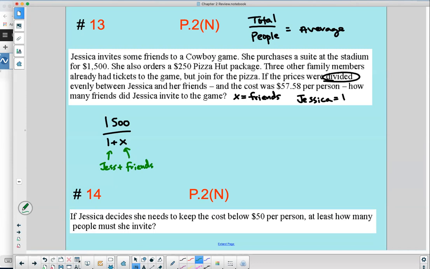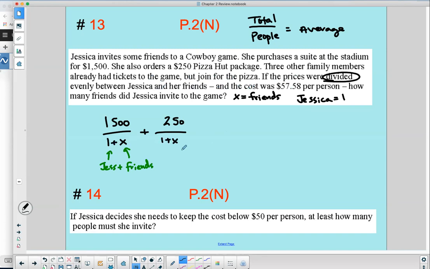Okay, now there's a second cost. What's the second cost? The pizza, which is $250. Now, how many people eat pizza? 3 plus Jessica. Does Jessica eat pizza? Yes. And do her friends eat the pizza? It's assumed. So we're going to say Jess plus friends, so 1 plus x.